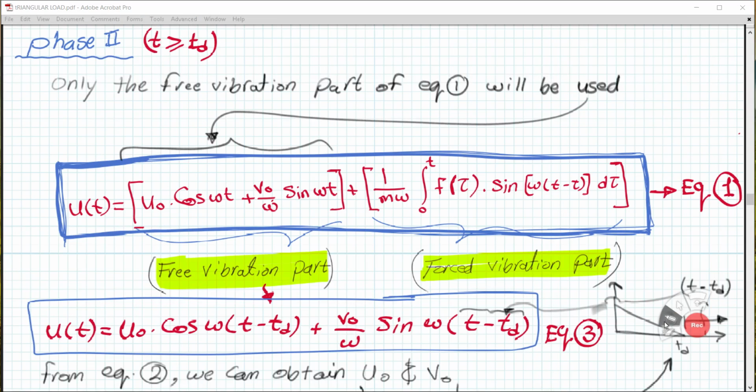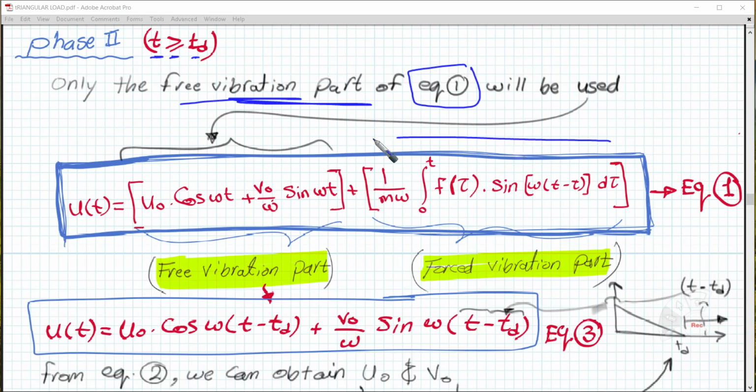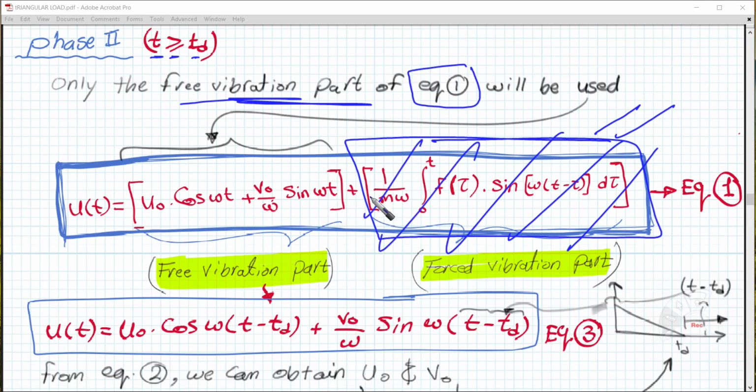Okay, this is phase 2 here, where we have t larger than or equal to td. Only the free vibration part of equation 1 will be used. This is equation 1, as we have mentioned before. We have two parts again: the free vibration and the forced vibration. So the free vibration part is going to work for us. This part, which is the forced vibration, is not going to be there.